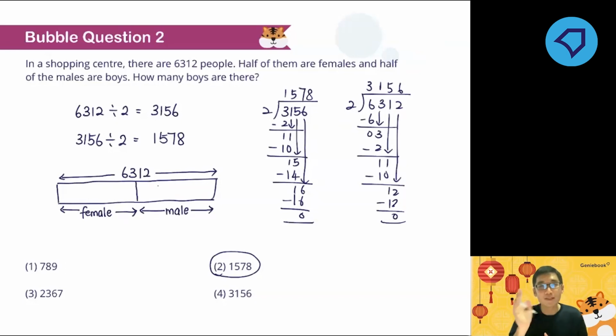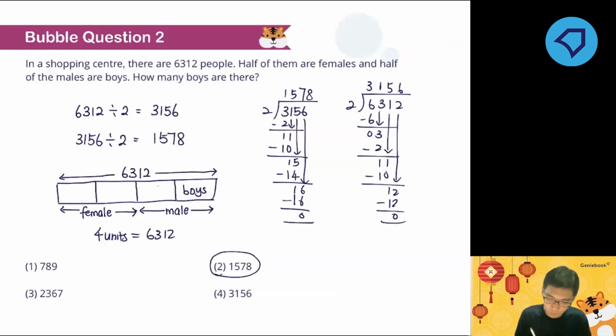Now, all of the male shoppers, half of them are boys. So I'm going to split this part into 2. Right? So this will be your boys. Now, of course, when we draw model, we want to make sure all the units are equal in size. Okay, so since I cut this part of the model into 2 equal half, same goes for this. I'm going to cut it into 2 equal half like this. So in this model, I then have 4 identical units that represents 6,312. So can you see how I can find the number of boys using the model?